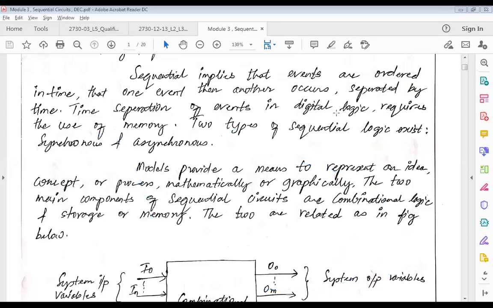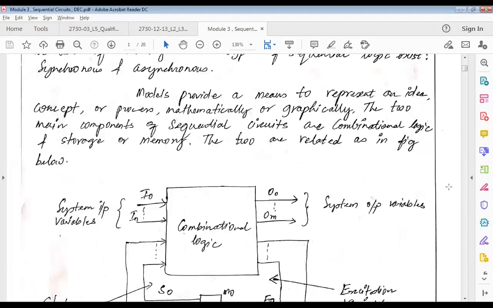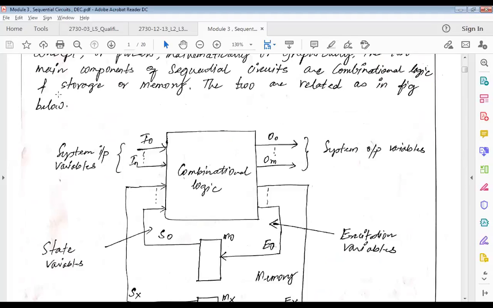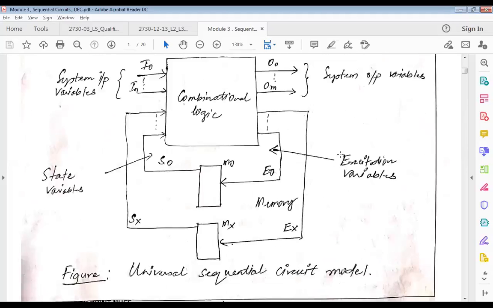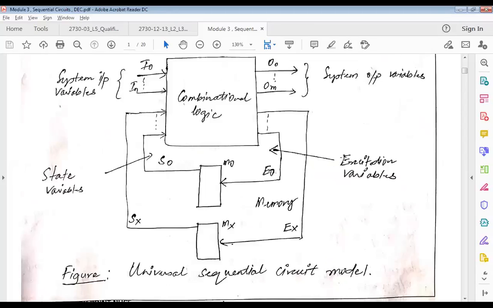Okay, fine. So models provide a means to represent an idea, concept or process mathematically or graphically. The two main components of sequential circuits are combinational logic and storage or memory. The two are related as in the figure. So if you see this figure, this is going to help us understand what is your combinational and what is your sequential.